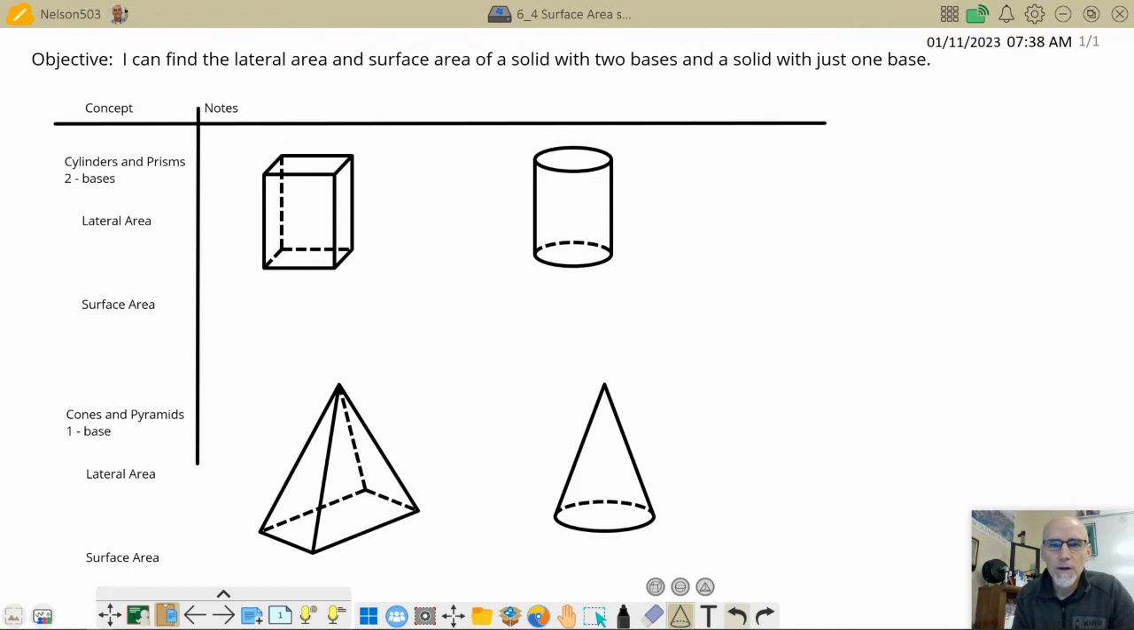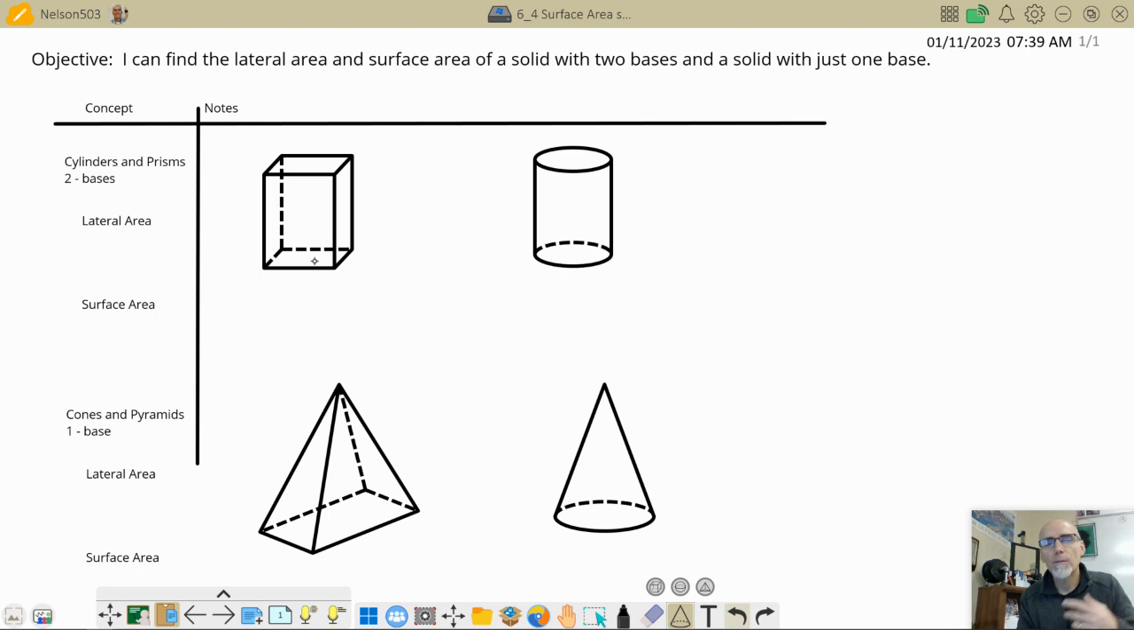I'd like to do kind of a no nonsense, just notes. How are we going to get our notes all set up? So put your video on pause, copy all this down, please, in your math notebook. Hey, thanks for doing that. The lateral area is the sides and not the bases.